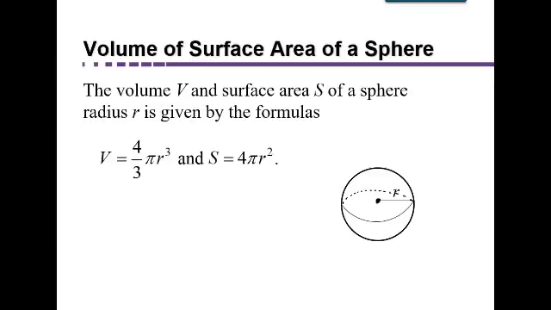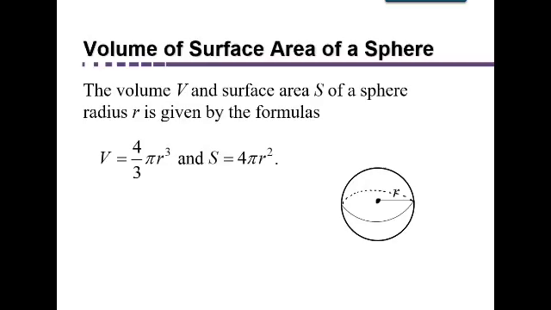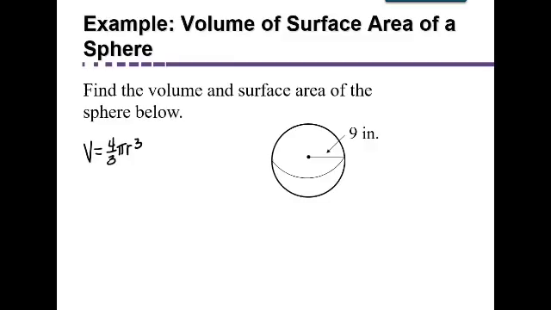And the surface area turns out to be 4 pi r squared. We're not going to go into where those come from because those are a lot harder to develop. You need calculus. So let's look at this example. If you were asked to find the volume and surface area of this sphere, you would write down volume equals 4/3 pi r cubed, right? That was from here. And the surface area is 4 pi r squared.